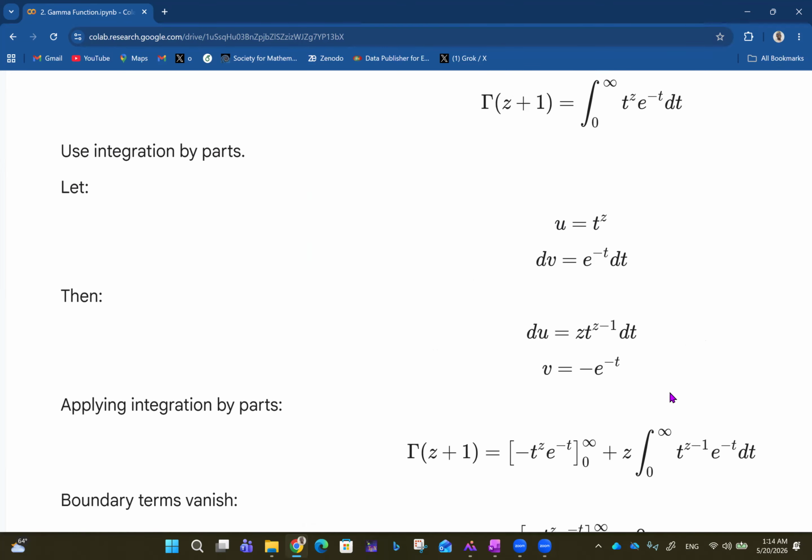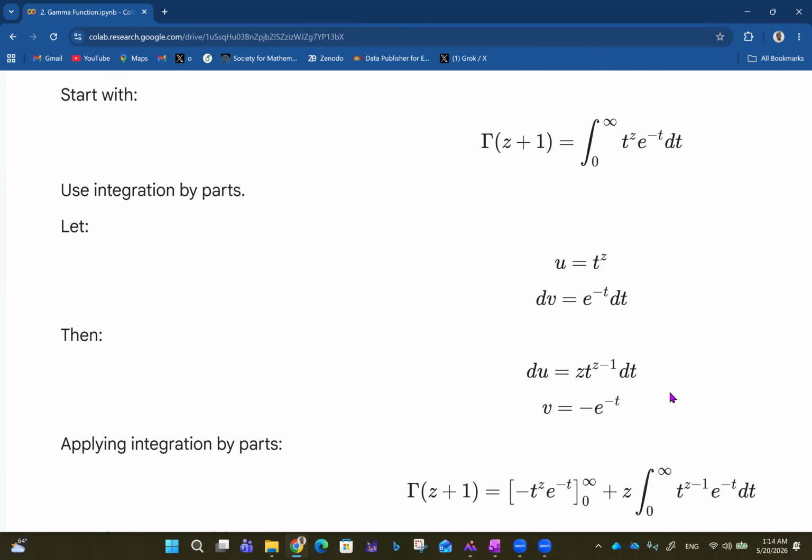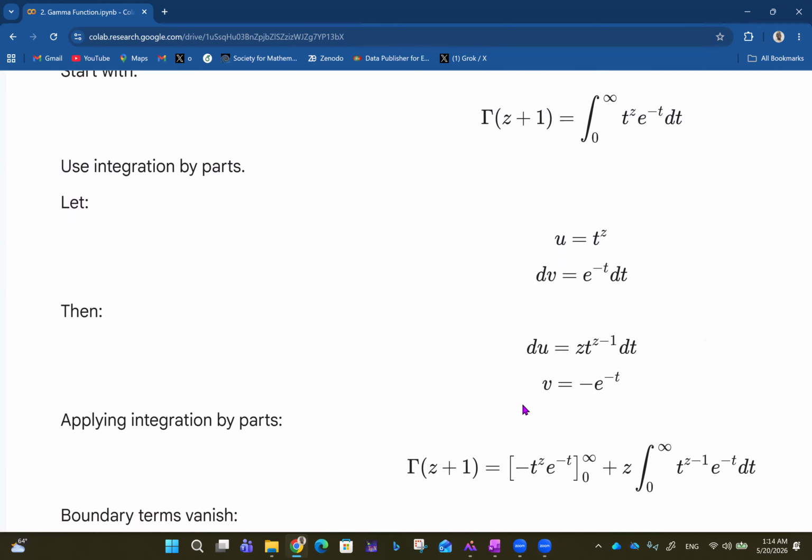And then for this part, you have v du, right? So v here is minus e raised power minus t. But here was supposed to be minus, right? So the minus and minus becomes plus. And then you have z t raised power z minus 1. So this z comes out here and you have t raised power z minus 1, because the variable we are looking at is t. So z is more like a constant here.